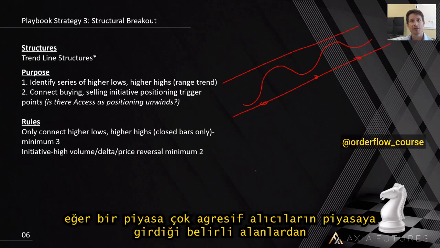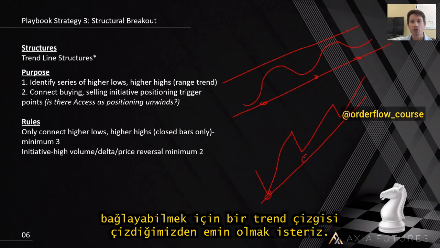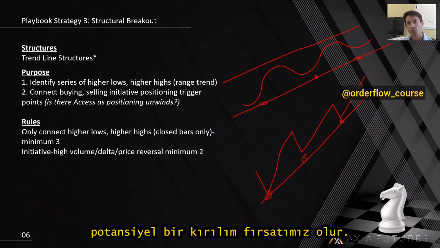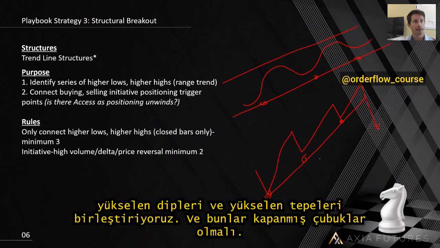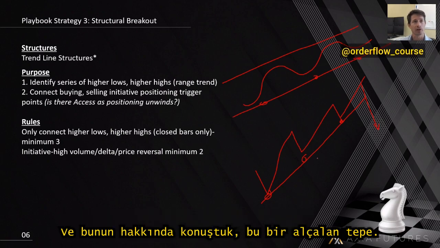In other words, if a market's very aggressively pinging off certain areas where there are very aggressive buyers entering the market, we want to make sure we're drawing a trend line so that we can connect where that positioning has taken place. Why? Because once we get below that positioning, we've got a potential breakout opportunity. Now the rules. We only connect higher lows and higher highs on closed bars. In other words, it must be closed bars, and we need a minimum of 3 of them.